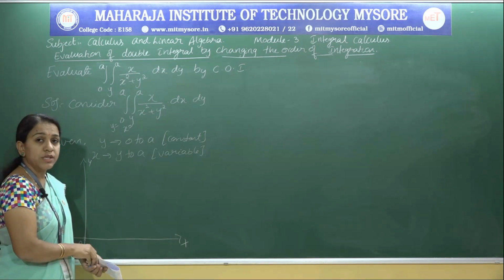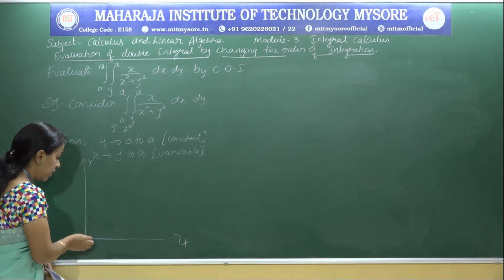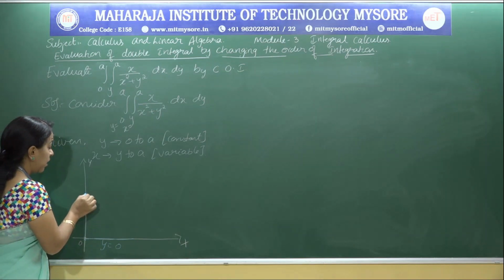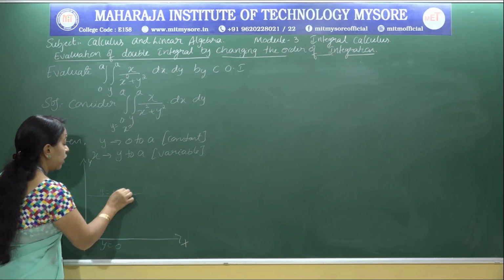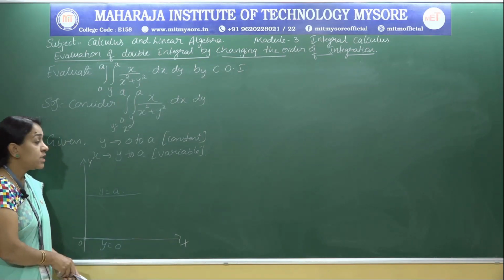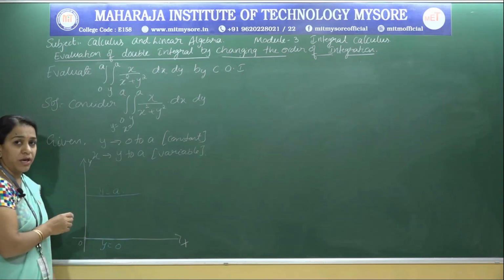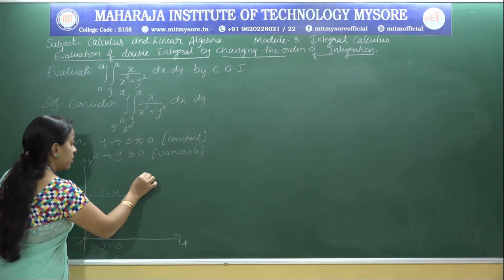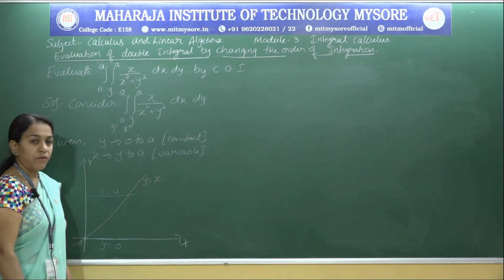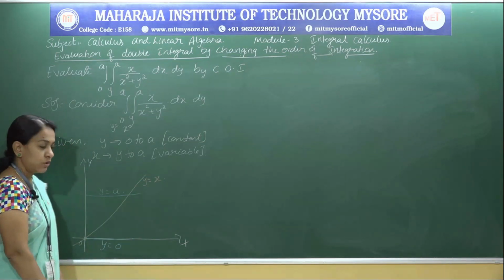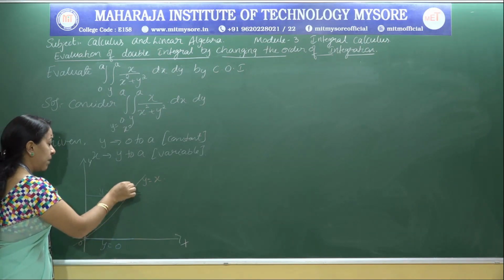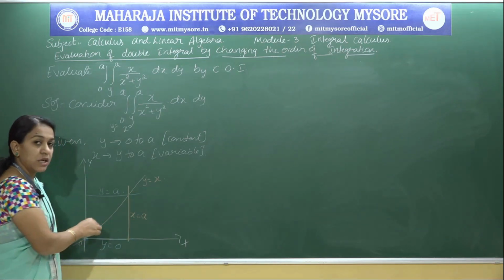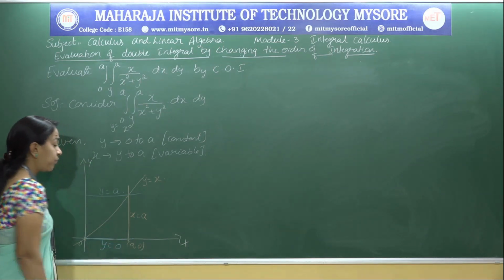We know that y equal to 0 is the equation of the x axis. Then y equal to a, a line parallel to the x axis. The next one, x equal to y, is nothing but y equal to x. It is a line passing through the origin. This is our line x equal to y, and x equal to a. So x equal to a is a line which is parallel to the y axis passing through the point on the x axis, that is, a comma 0.